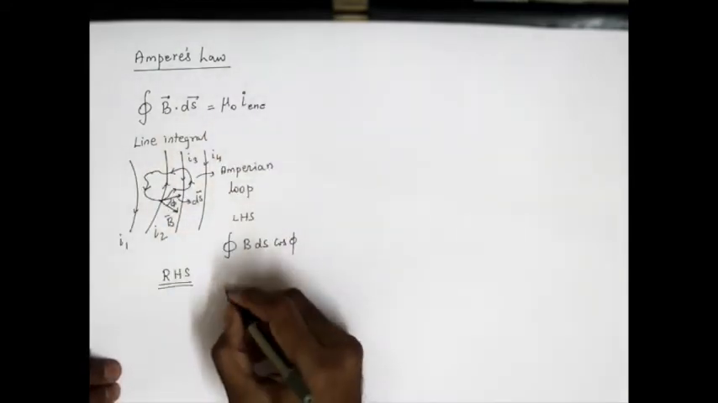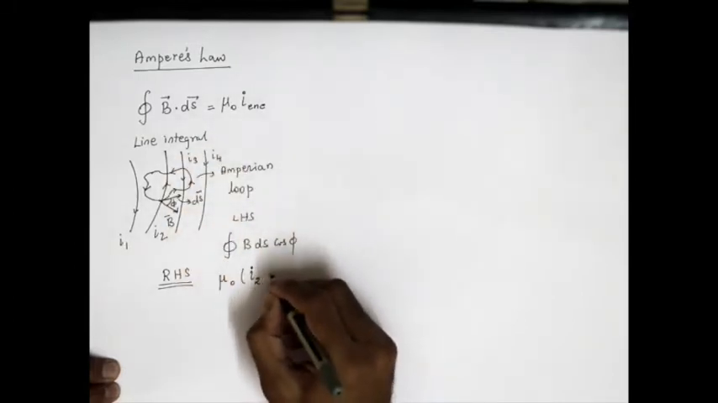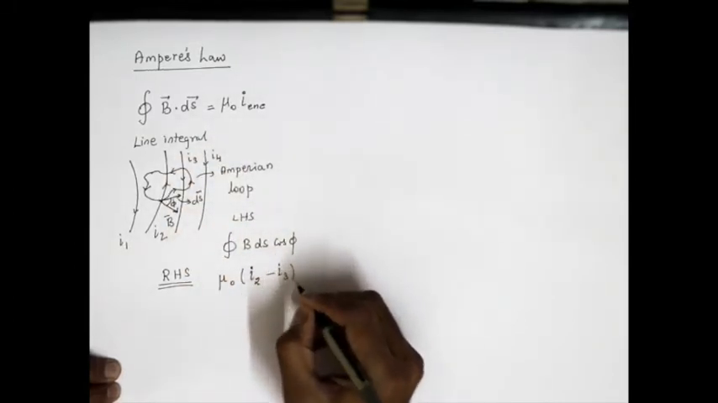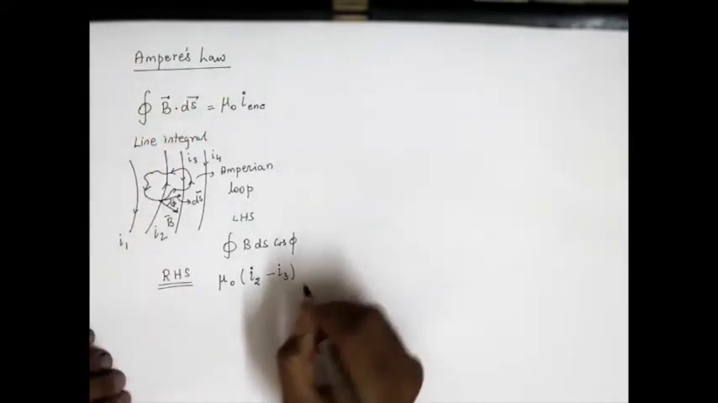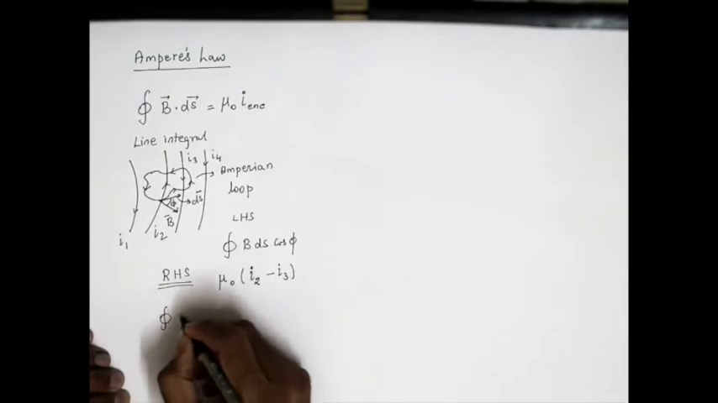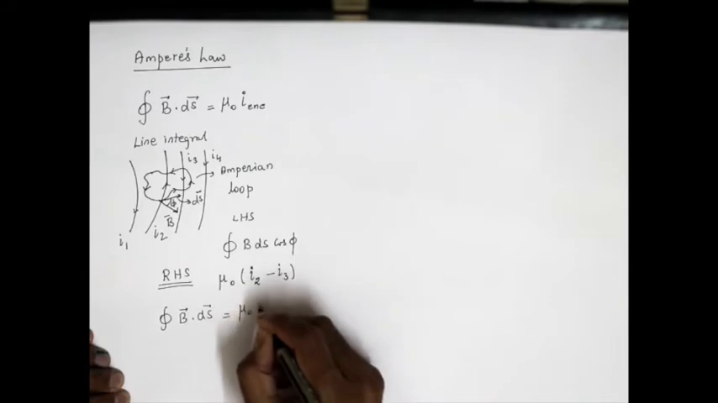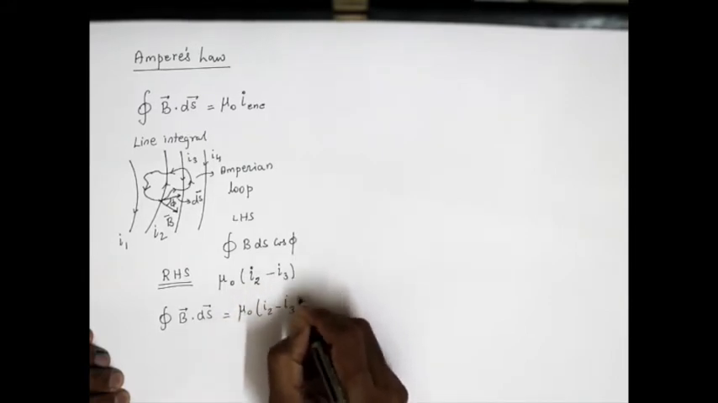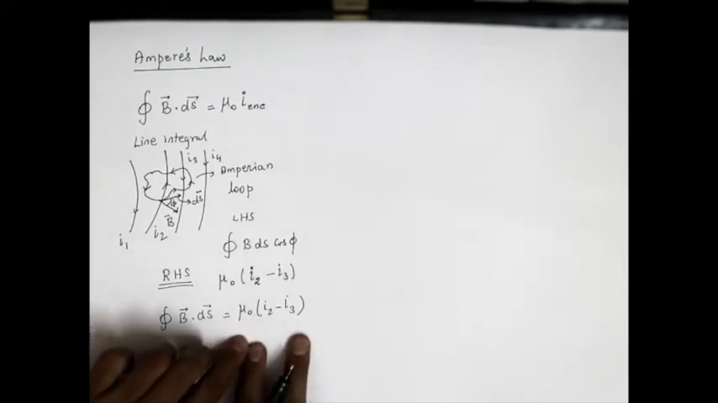So let us write what is the right hand side. Right hand side will be mu 0 times I2 is positive, I3 is negative. So now bringing the right hand side equal to the left hand side, we get the integral of B dot ds is equal to mu 0 times (I2 minus I3). So you don't have to actually evaluate this integral. If you get the right hand side, you have calculated what the left hand side is.